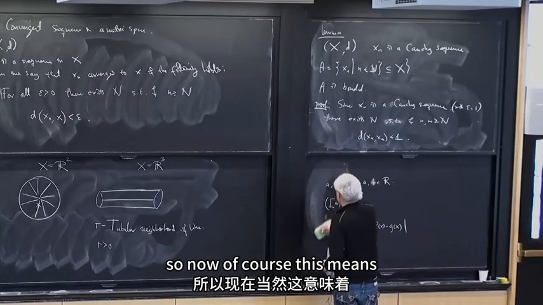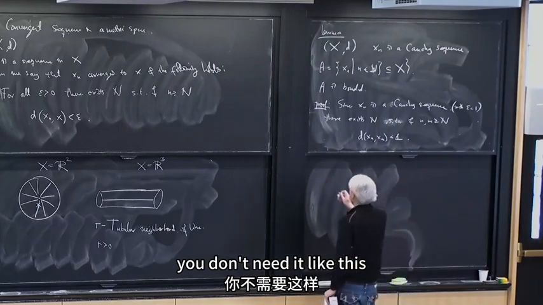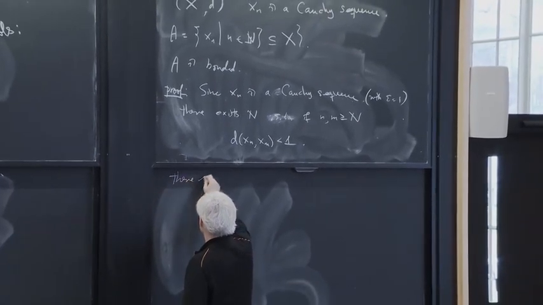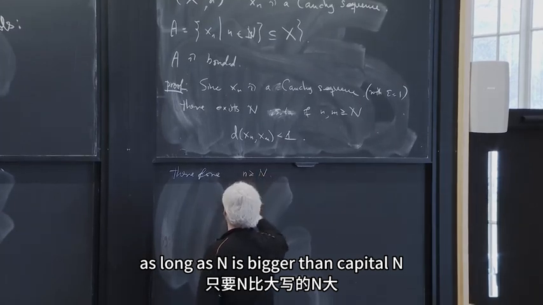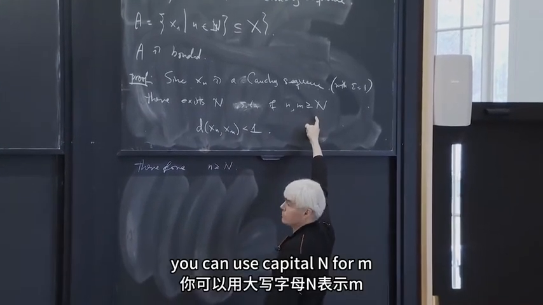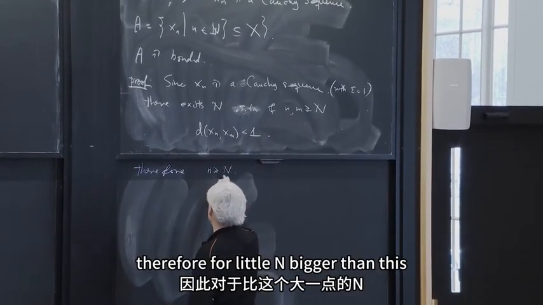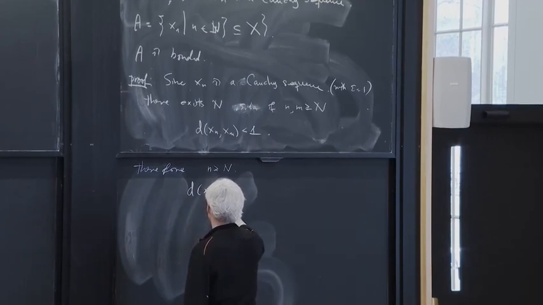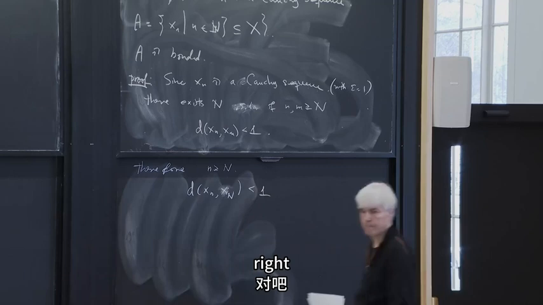So now, of course, you don't need this for all of this. You just need, in particular, therefore, as long as n is bigger than capital N, you can use capital N for m. So for little n bigger than capital N, we have that the distance to x_N is smaller than 1, right?